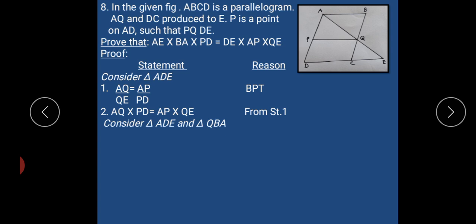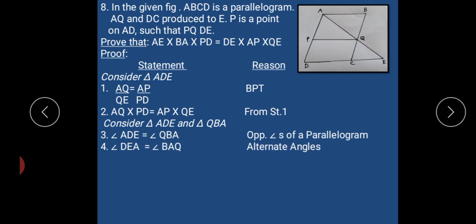Now naming is also important. See, angles D and B are equal because they are the opposite angles of a parallelogram, and A and point E are corresponding vertices because these two angles are equal as alternate angles. This is the only difficult part. So select the triangles and write the correspondence, that is ADE, then QBA. Let us see. Angle ADE is equal to angle QBA, opposite angles of a parallelogram.